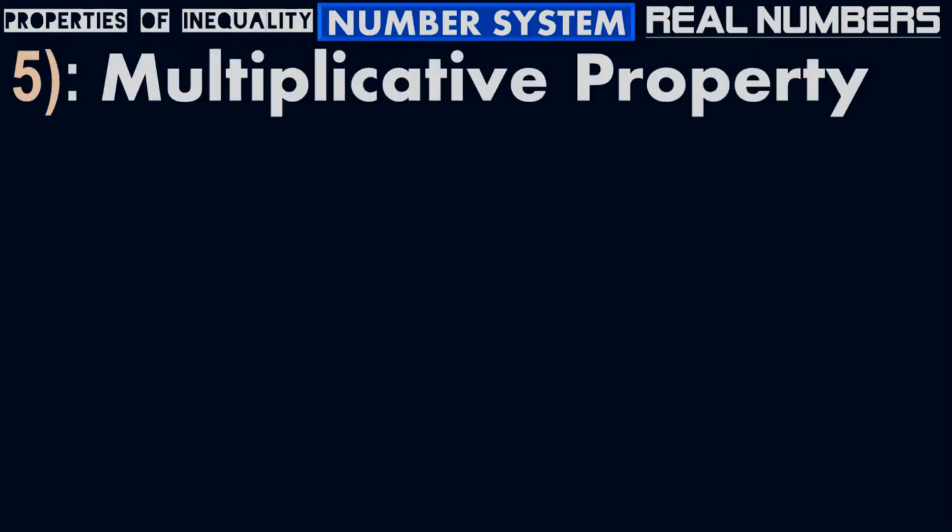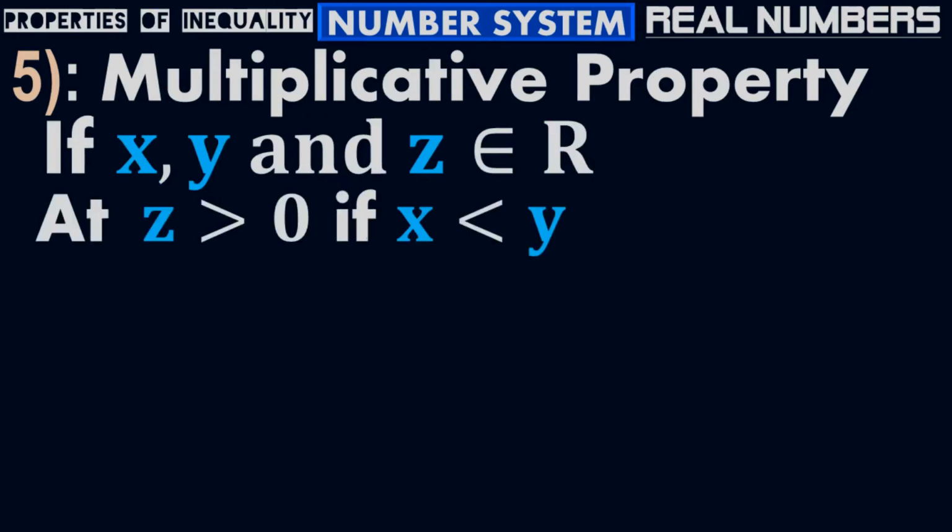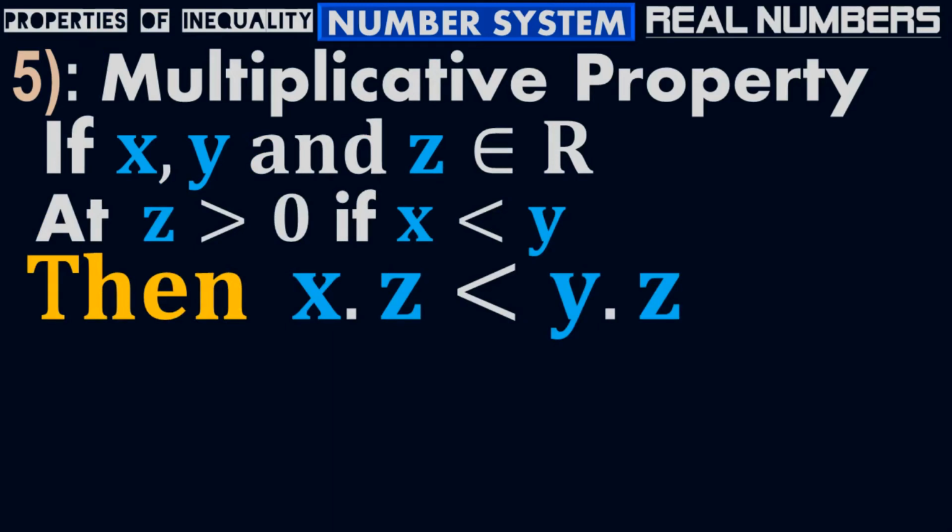Property number 5, multiplicative property. Multiplicative property is the fifth inequality property for the real numbers. According to the multiplicative property, if x, y, and z belong to real numbers, at z greater than 0, if x is less than y, then x times z is lesser than y times z.